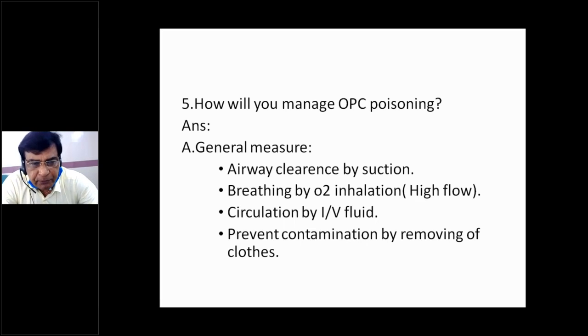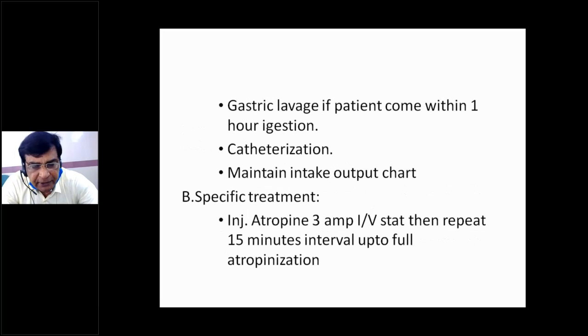How will you manage OPC poisoning? So this question is very important because we repeatedly get this question. General measures: airway clearance by suction and breathing by oxygen inhalation, circulation by IV fluid, and prevent contamination by removing the affected clothes. Gastric lavage if the patient presents within 1 hour, catheterization, and maintain intake output chart.